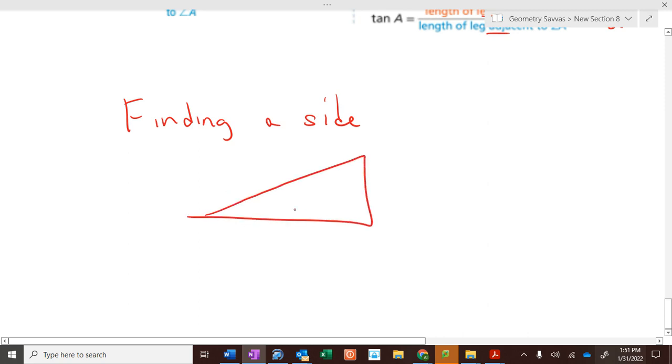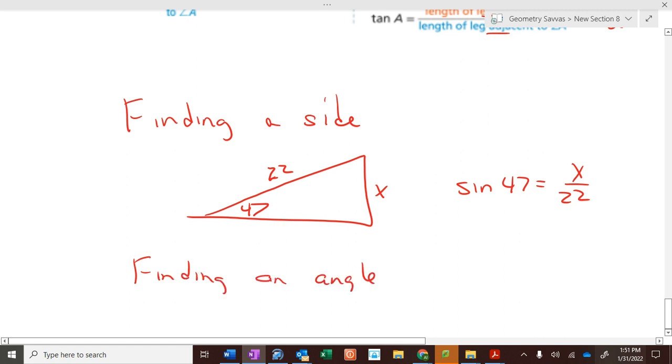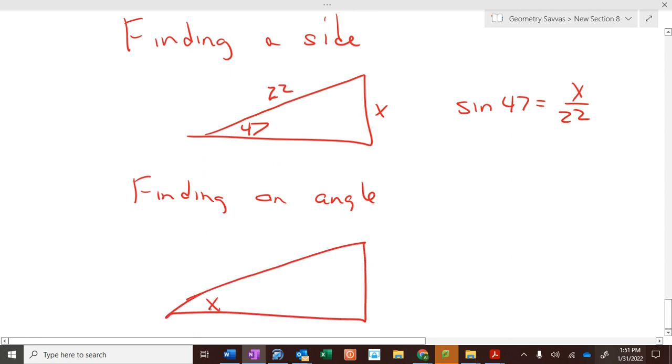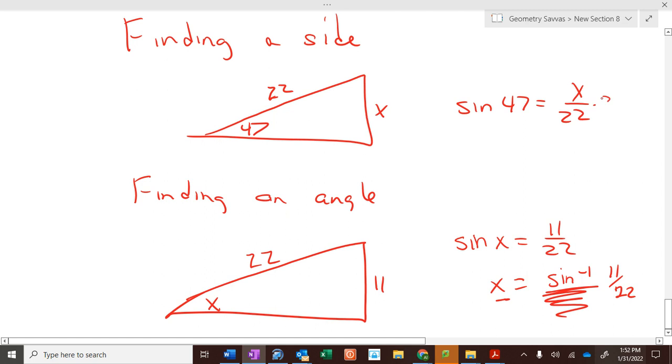So if you're finding a side, if you have x and 22 and 47, it's just the normal sine of 47 equals x over 22. If you're finding an angle, where this is x, this is 11, and this is 22, then you'd say the sine of x equals 11 over 22. So x would equal the inverse sine of 11 over 22. So when you're finding an angle, you use the inverse sine. When you're finding a side, we just multiply by 22, so you get 22 sine of 47. You use the regular sine. So when you're finding a side, you use the regular sine. When you're finding an angle, you use the inverse sine.